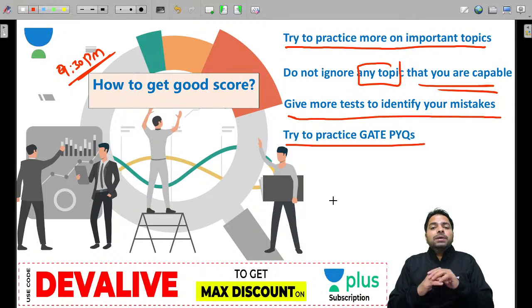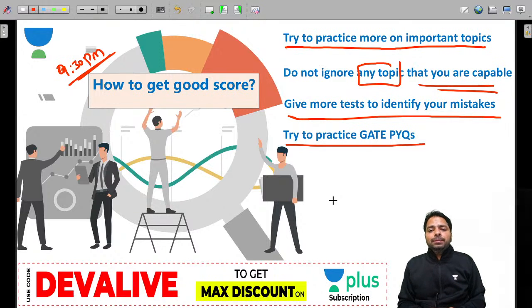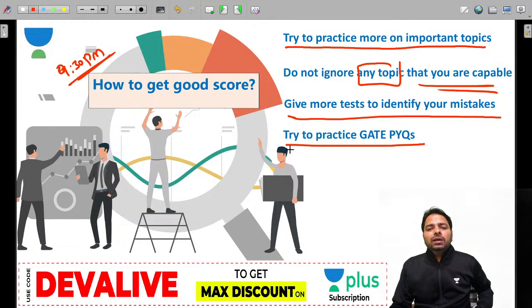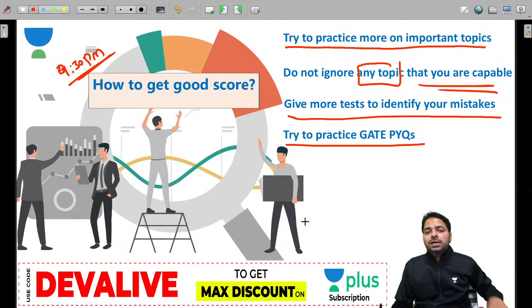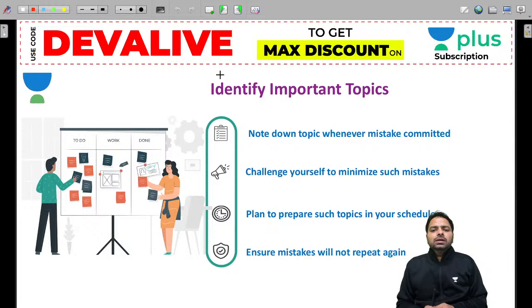GATE previous year questions may not come, but the concepts will be repeated. Concepts will be repeated, and remember that point. So anybody ignoring GATE previous year questions, you are losing the standard of the exam. You should know what kind of questions are coming in the exam. And always remember, you need to identify important topics.